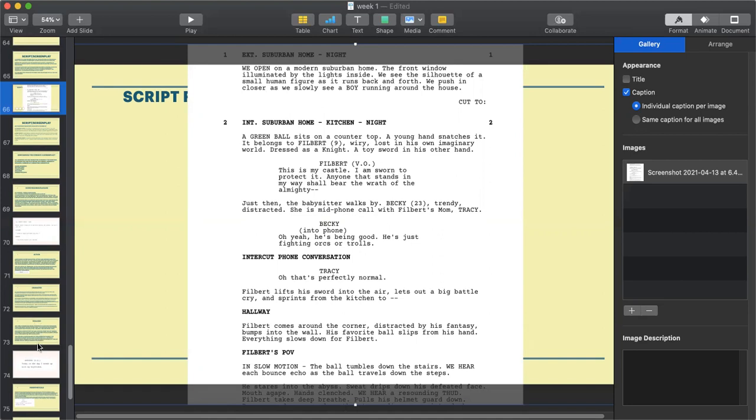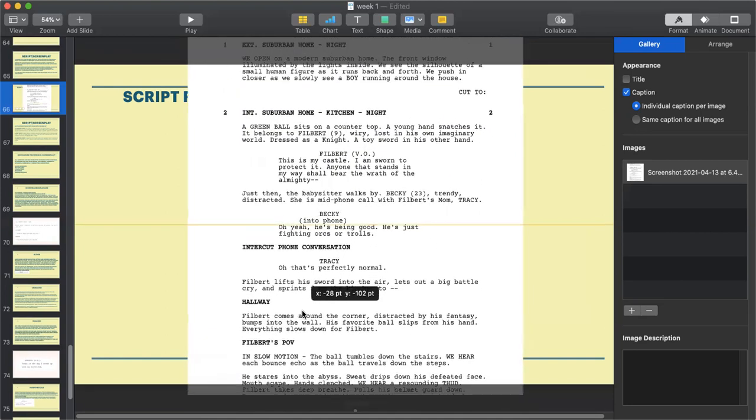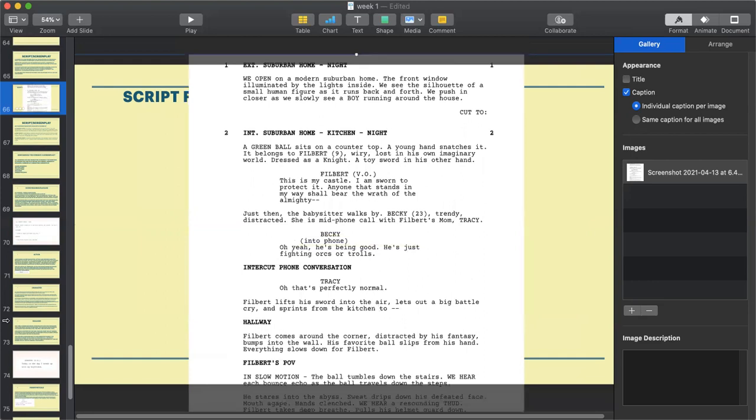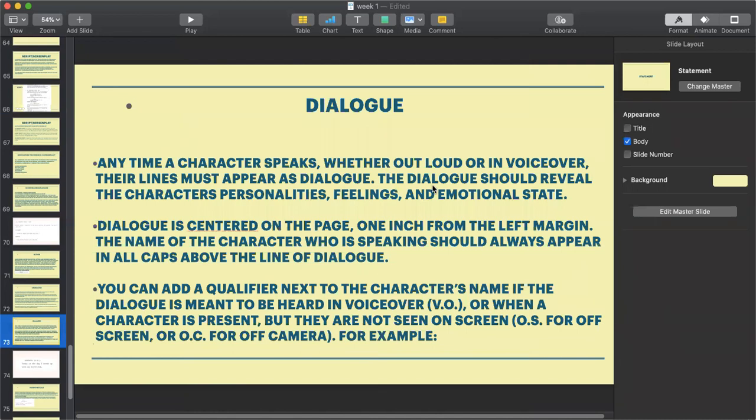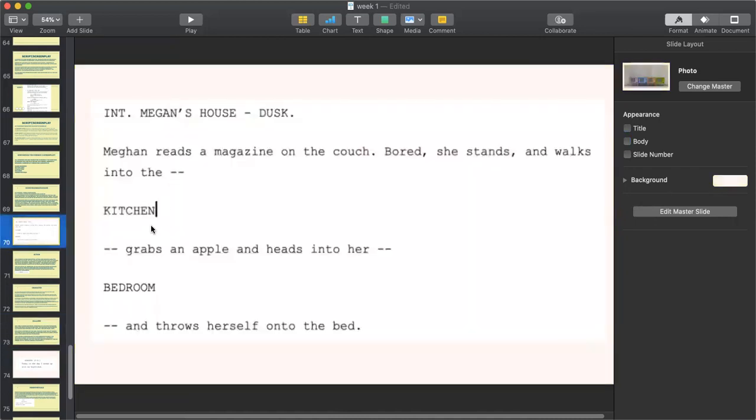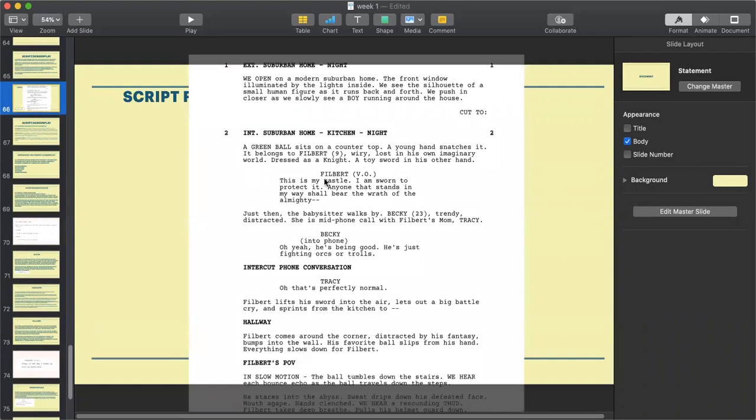So dialogue is a very, very essential part, of course, because you understand what's going on through dialogues. It has to be clearly thought out and told in a way that the character's description fits in it. A dialogue is centered on the page, 1 inch from the left margin. The name of the character who is speaking should always appear in all caps above the line of dialogue. So here you can see it's above the dialogue, the character's name in all caps.